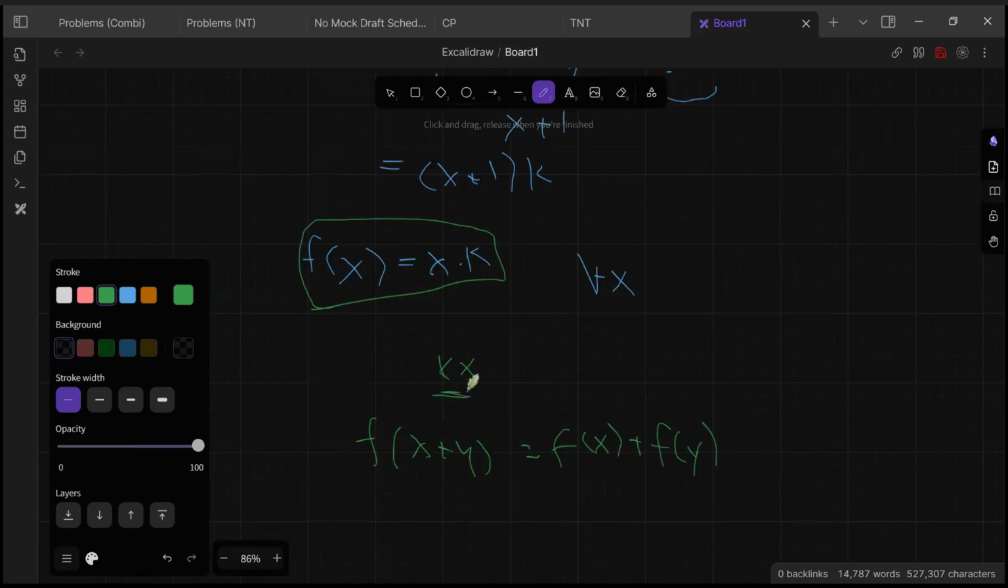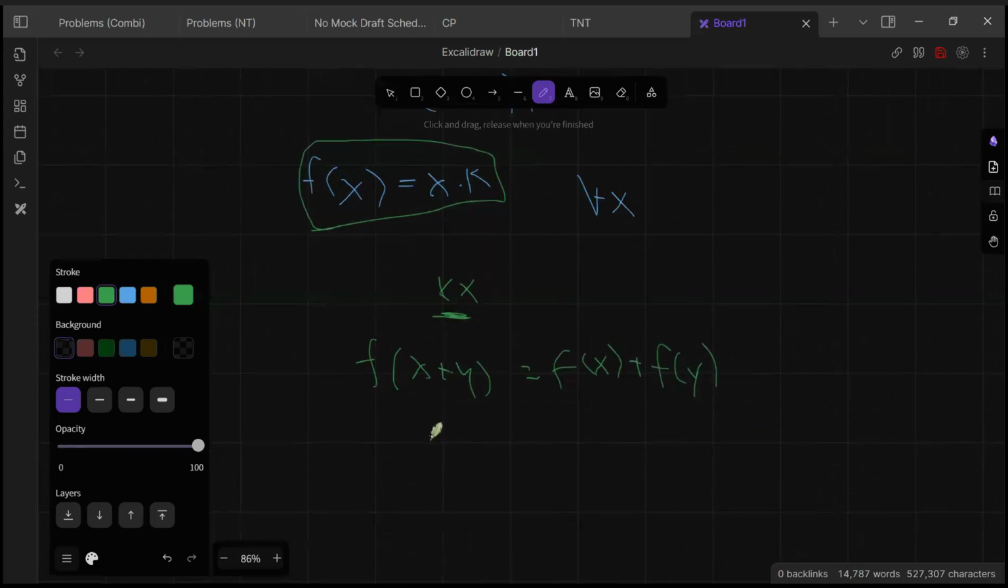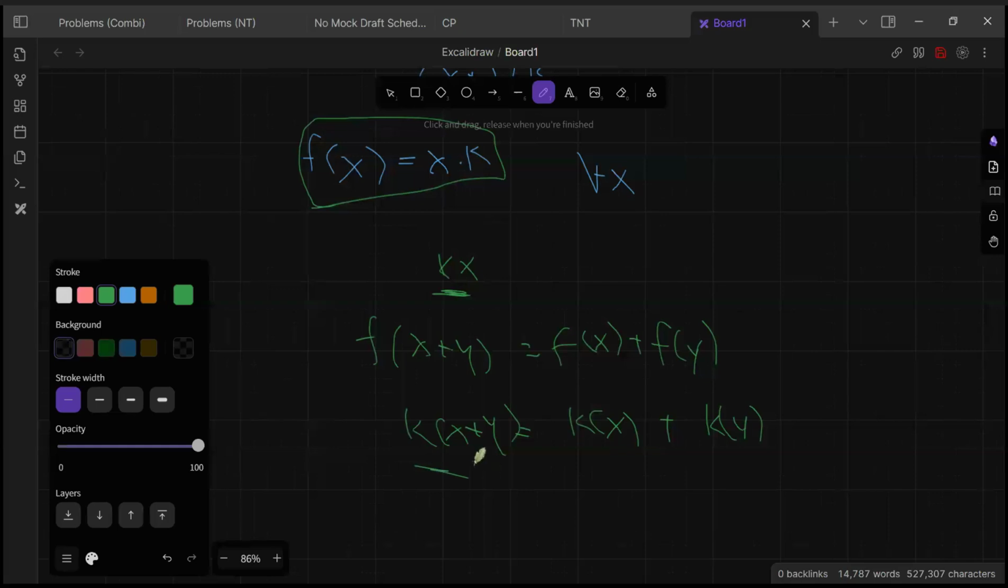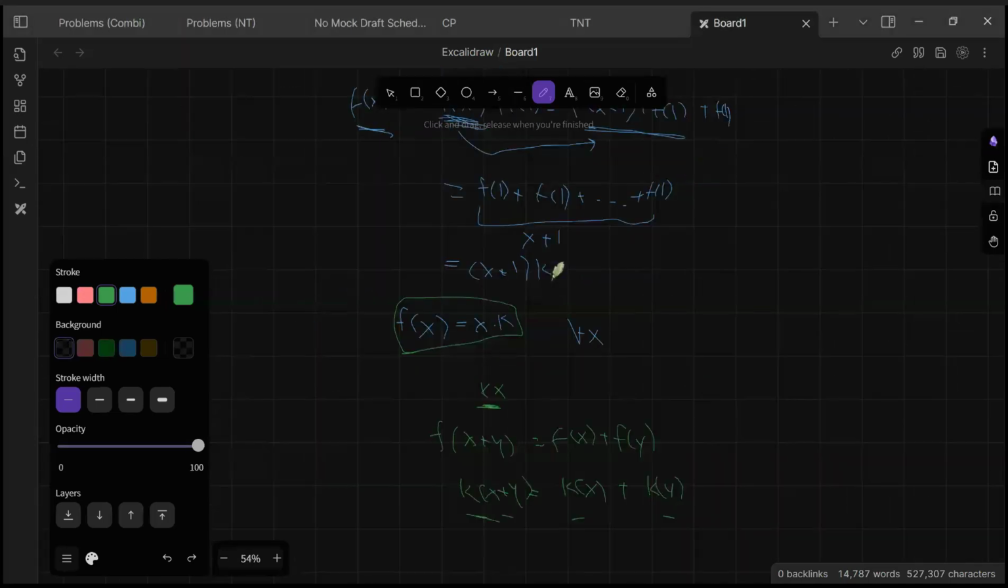And since we claim that the answers are kx for any k, we get k times x plus y is equal to k times x plus k times y, because kx plus ky is kx plus ky. k is not a function, k is a constant. Yeah. So kx works and kx is the only solution.